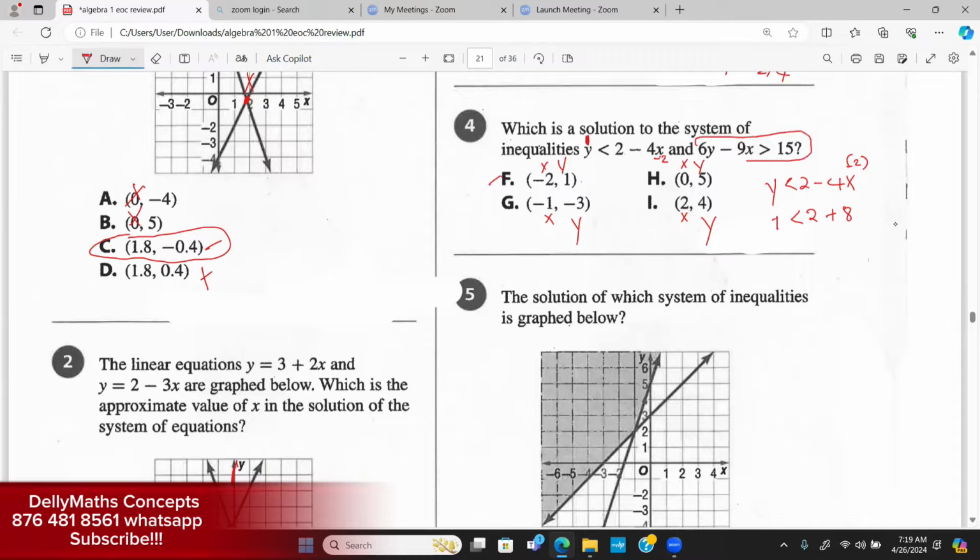So I'm going to check it with 6y, because it has to be true at both places, minus 9x greater than 15. Remember that x is -2 and y is 1. So I'm going to substitute. So let's go. 6 times 1, remember y is 1, minus 9 times -2. That should be greater than 15. Let us see. 6 plus 18. Is that greater than 15?